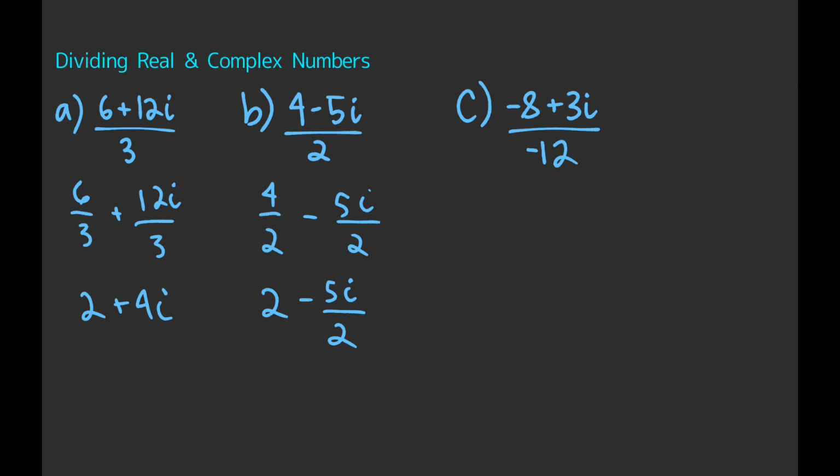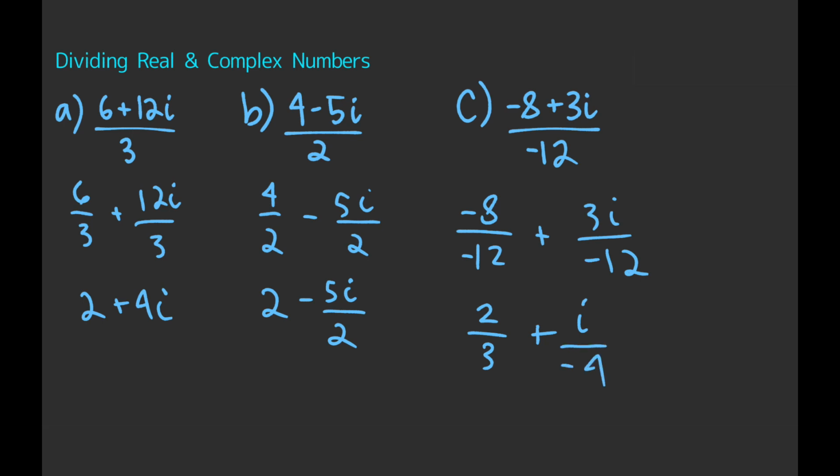On to example C, we're going to rewrite it again. It's negative 8 divided by negative 12 plus 3i divided by negative 12. Negative 8 divided by negative 12 is 2/3, plus 3i divided by negative 12, which is i over negative 4. And we are going to rewrite this with the negative not in the denominator, so let's write 2/3 minus i divided by 4. All I did there was move the negative.